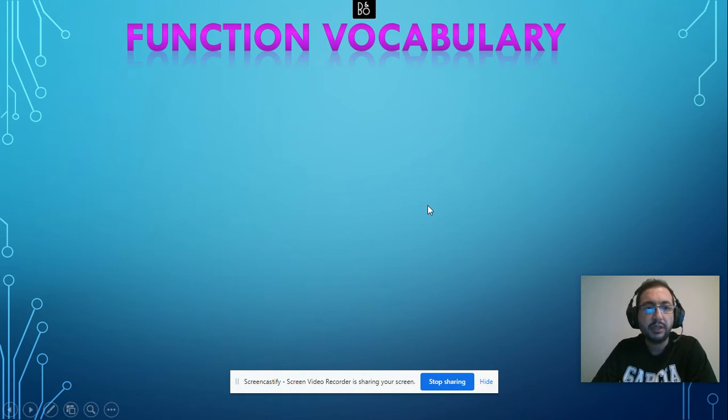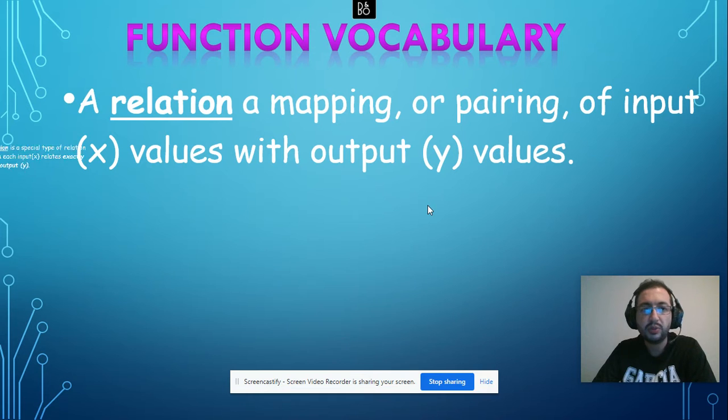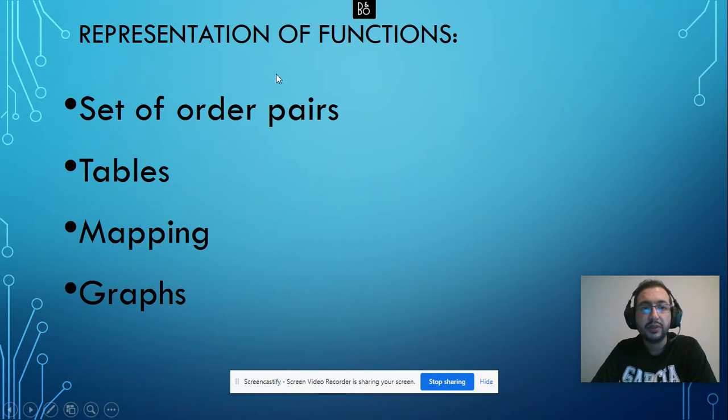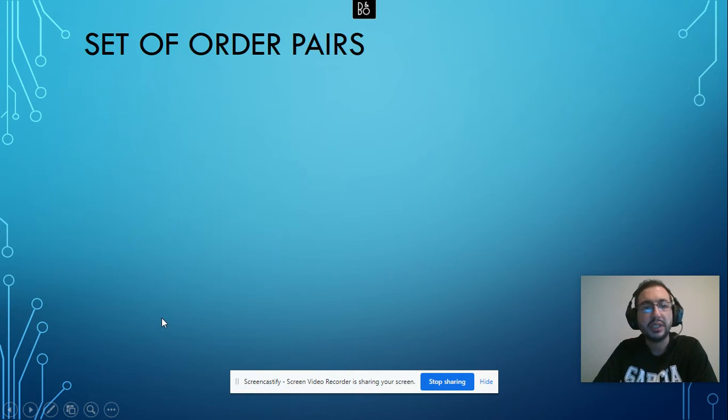Let's talk a little bit about the vocabulary. We have relation. A relation is any representation of graph, table, or ordered pairs, but a function is a special type of relation in which each input relates to exactly one output. Okay, these are the different ways we're going to represent functions: as a set of ordered pairs, tables, mapping, or graphs. Let's start with the set of ordered pairs.